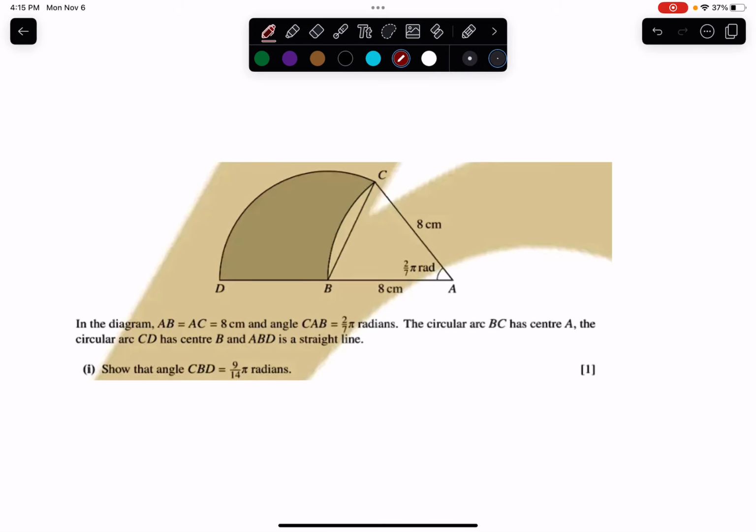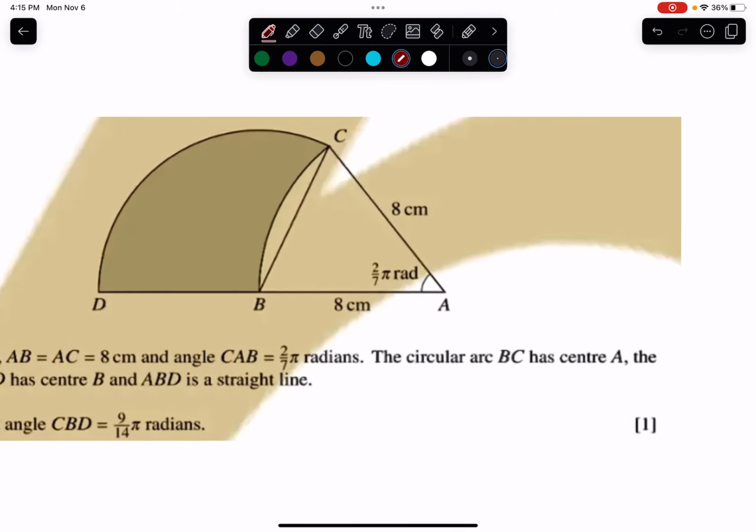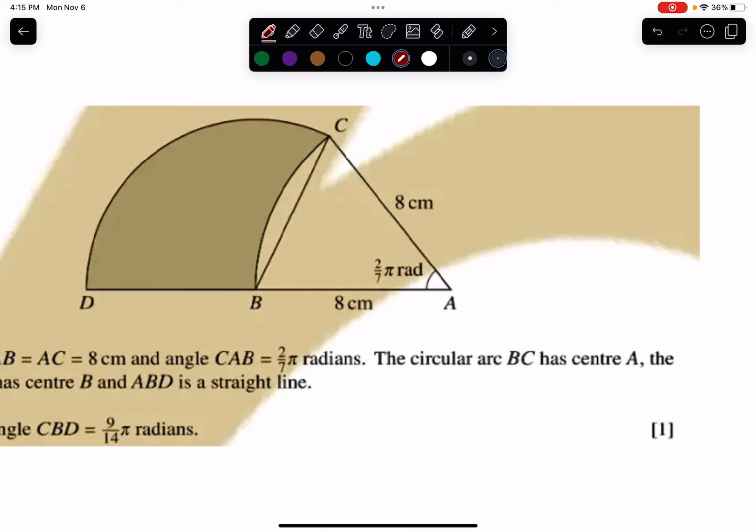All right, so in this diagram, we're given a few things. AB and AC are both the same at 8, so this side is the same as this one. And then you've got this angle inside here that's 2/7 pi radians, or 2 pi over 7 radians.